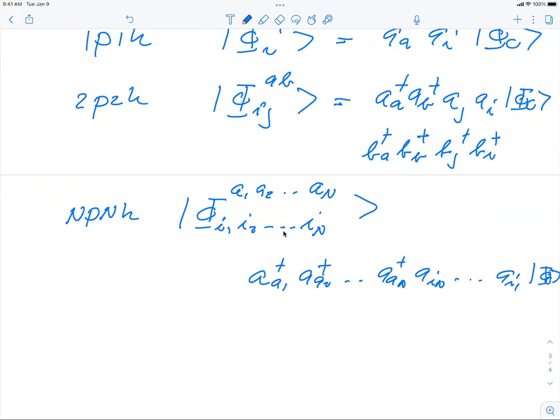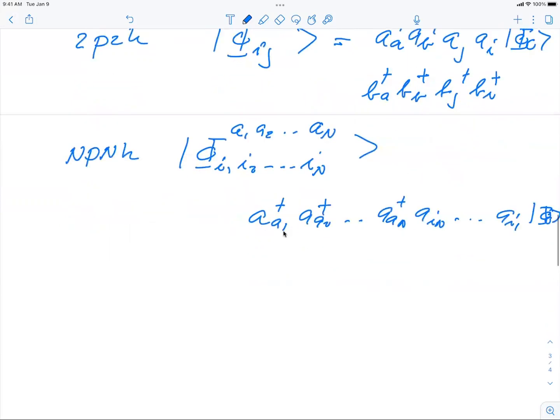Now, the reason why I introduce this is that I'm going to define a more general notation for this. So I'm going to call a general particle hole excitation. I'm going to use this notation here. And the reason why I do this now is that I want to link what we are going to do today with what comes next week.